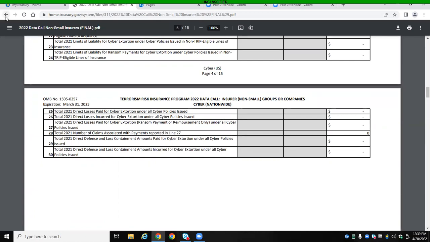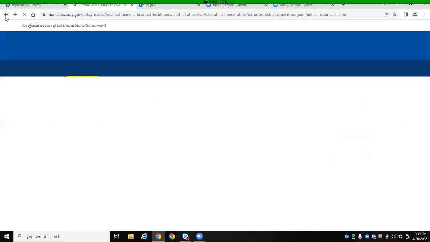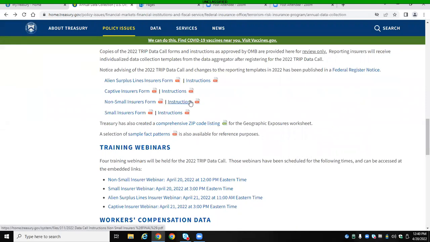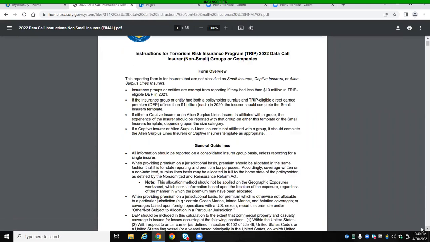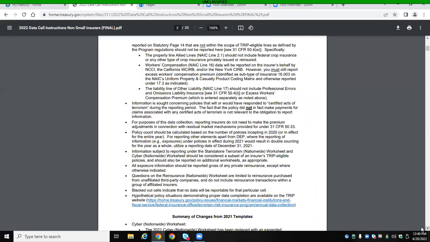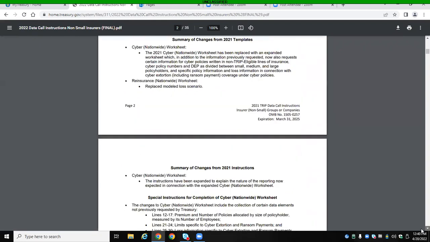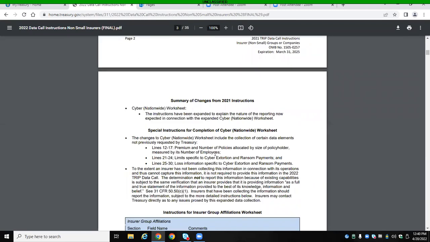Now I'm going to pivot back to the instruction sheet quickly. While there are specific instructions on each of those lines, we have included a general instruction relevant to this worksheet. The first bullet and the sub-bullets basically just identify those new categories of information. I'm just going to read this for now. We put it in there as our thinking on this at this point. To the extent an insurer has not been collecting this information in connection with its operations and hence can't capture this information in any way, you're not being required to provide that in connection with this data call.